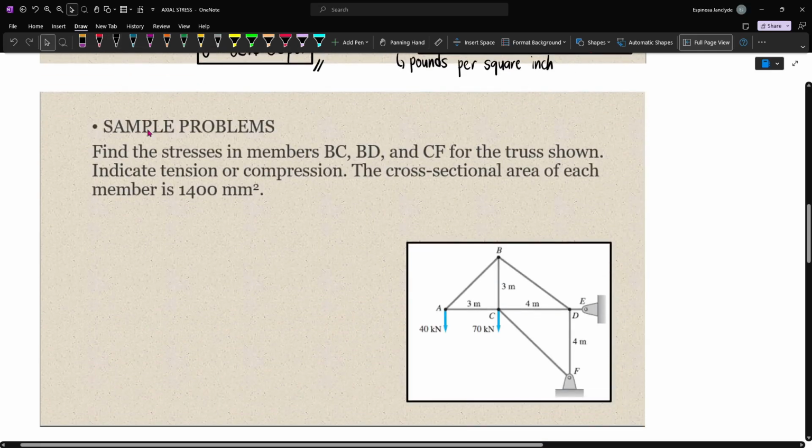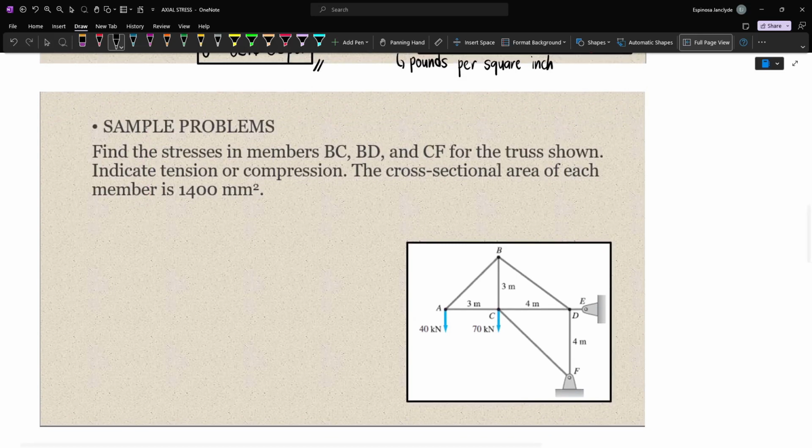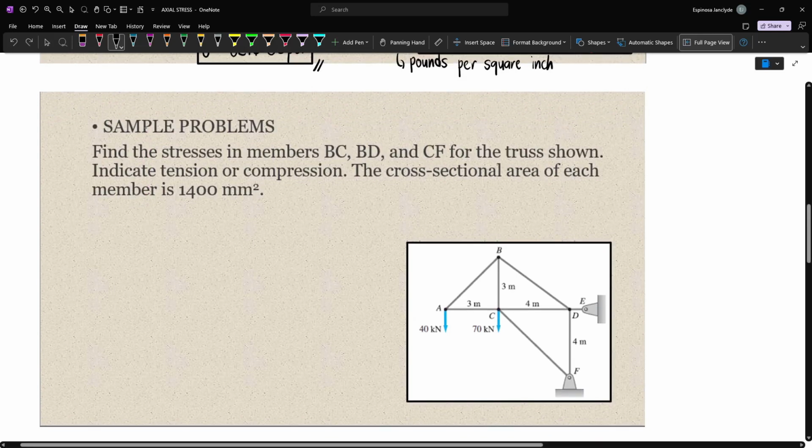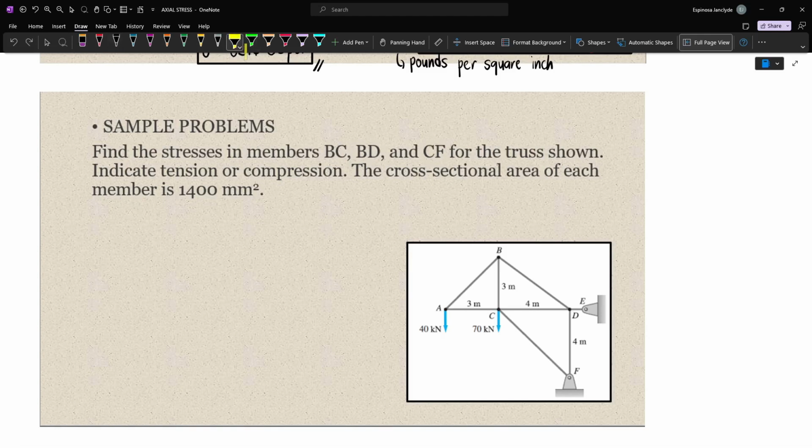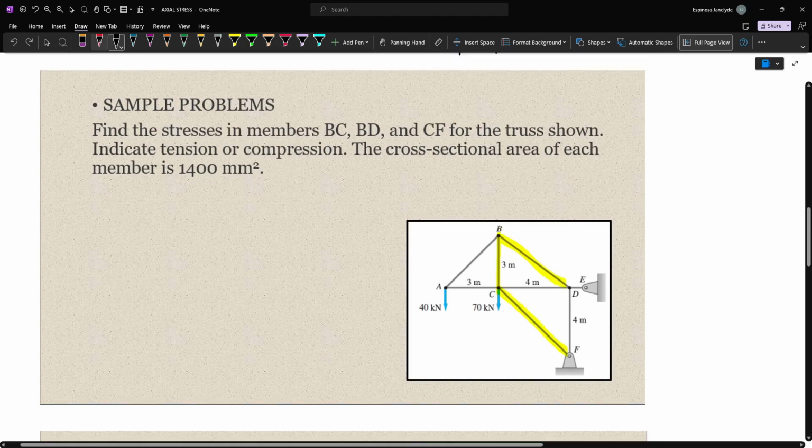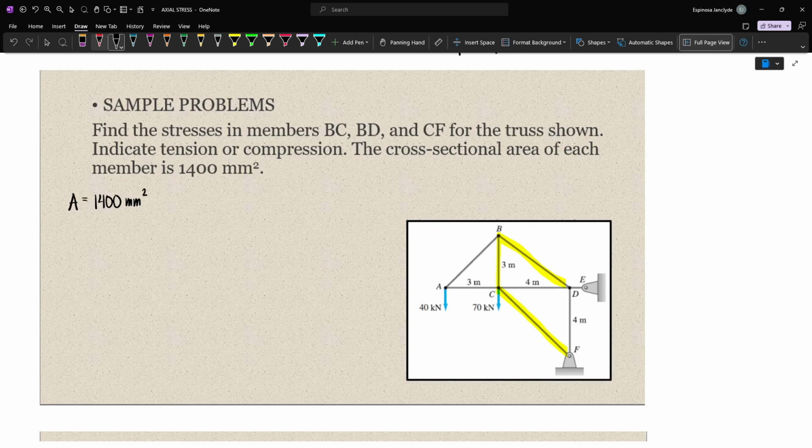Now, in our next problem, we have to find the stresses in members BC, BD, and CF for the truss shown, and we have to indicate tension or compression. We are given the area, which is 1400 mm squared. Let's just color our members. Again, our cross-sectional area is 1400 mm squared, and we have to find the stress. And so this is what we need.